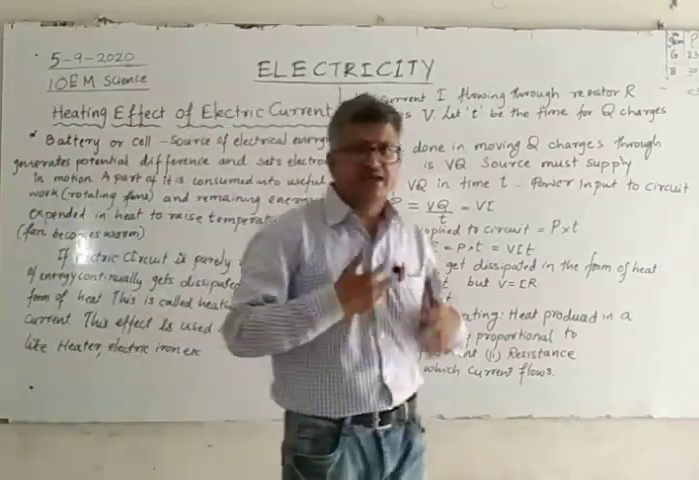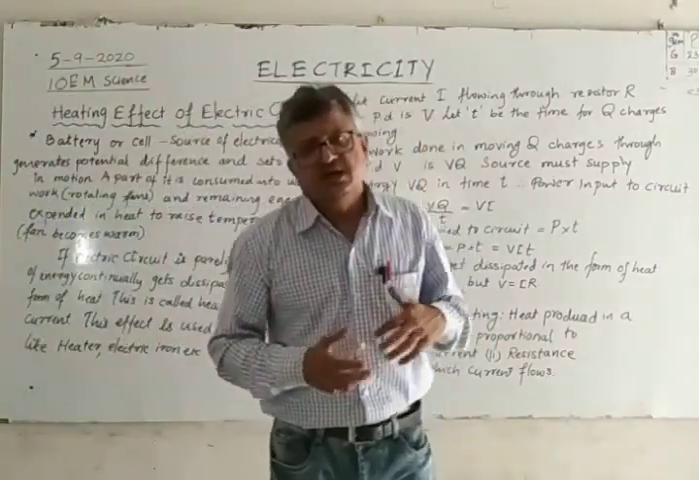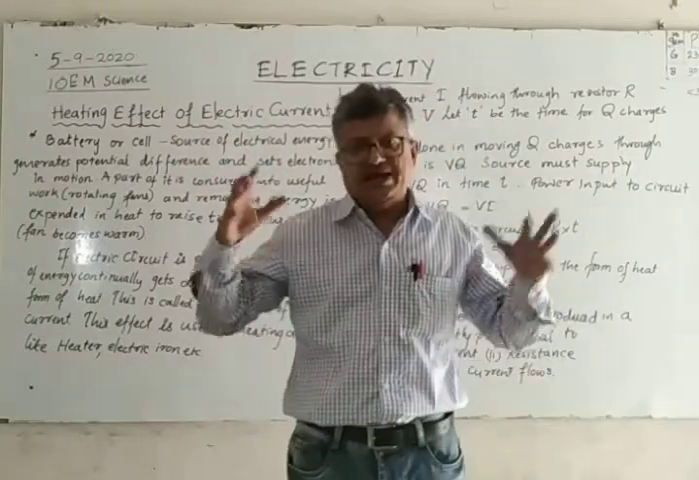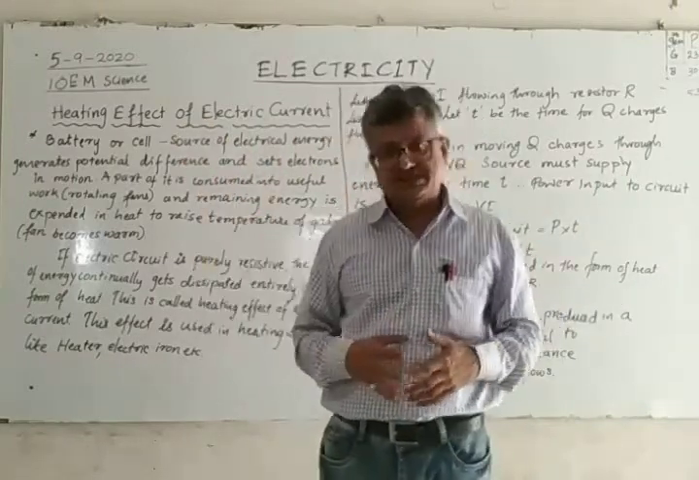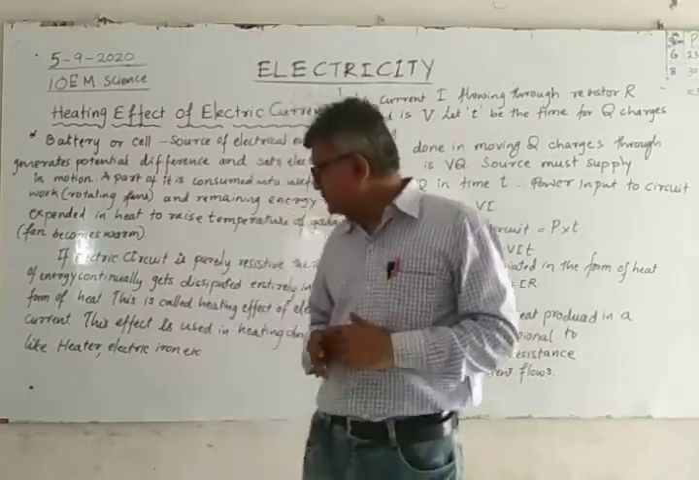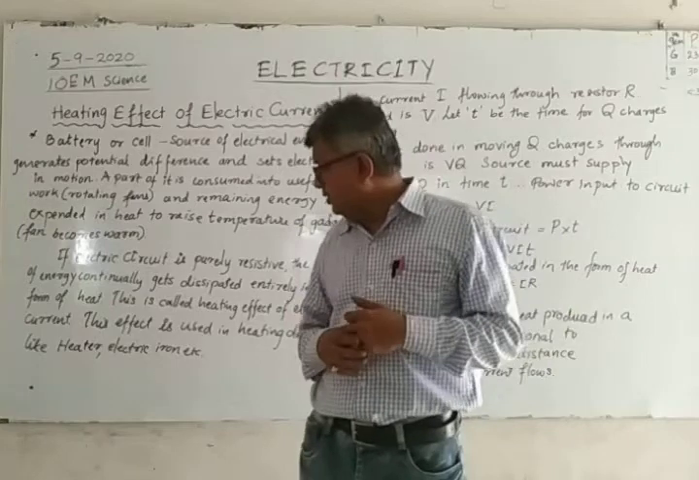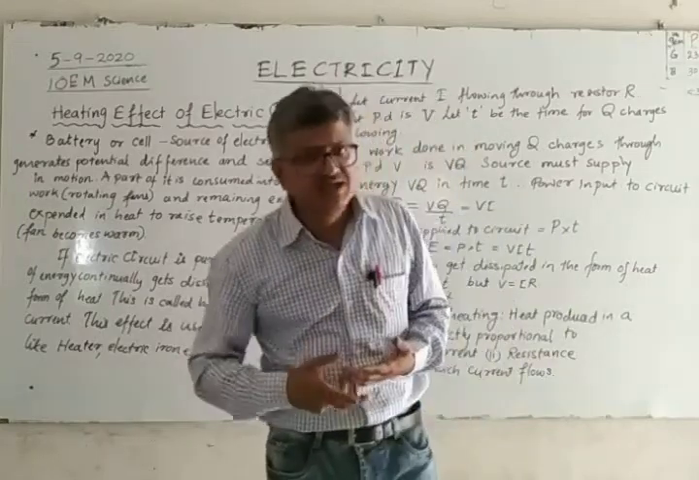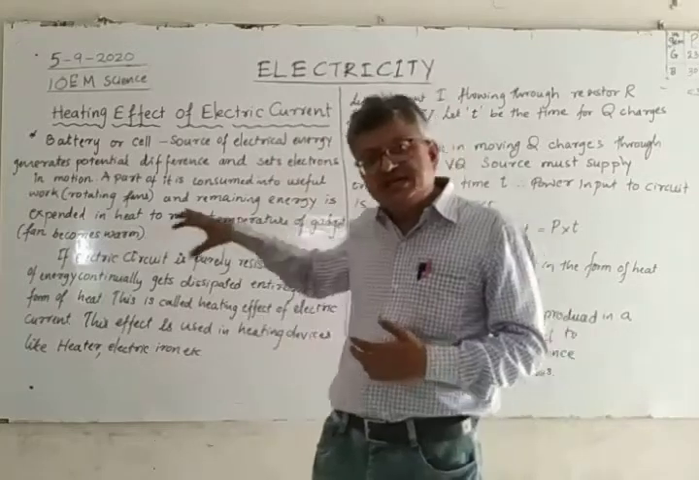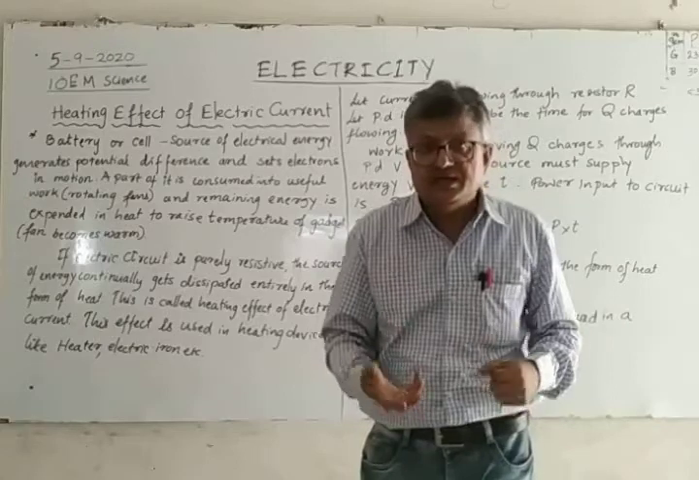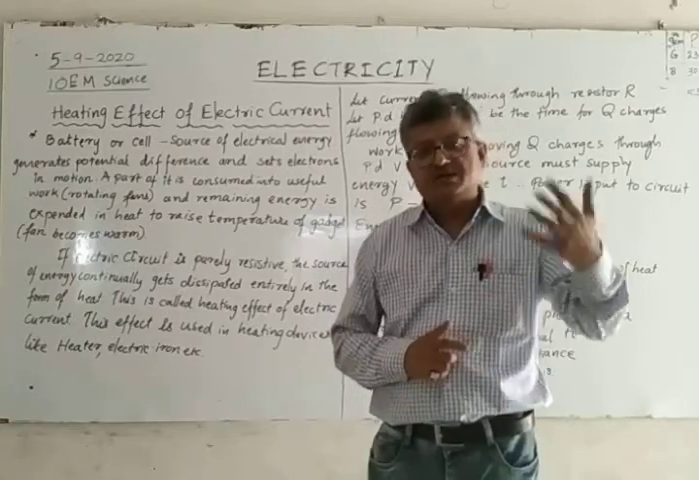We use a heater to heat water, or in winter season, where ice falls, they use room heaters, which help in keeping them warm. And we know about the electric iron. The main purpose of an iron is to produce heat. So this heating effect of electric current can be used to produce heat and use the heat for other work.